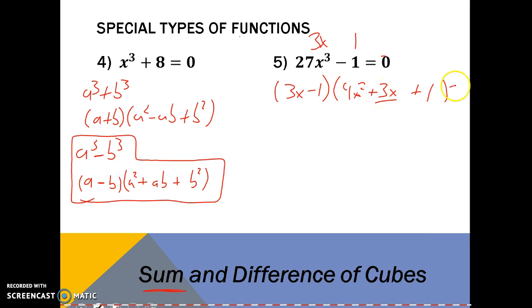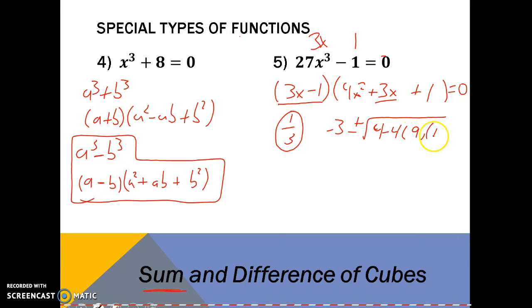So when I solve this, these are equal to 0. If this one's equal to 0, I would add 1, divide by 3. And that's one solution, 1/3. And then to find this one, I would use my quadratic formula again. Negative b is negative 3, plus or minus the square root of b squared, which is 9, minus 4 times a, which is 9, times c, which is 1. And so this is going to be 9 minus 36, which is negative 27.